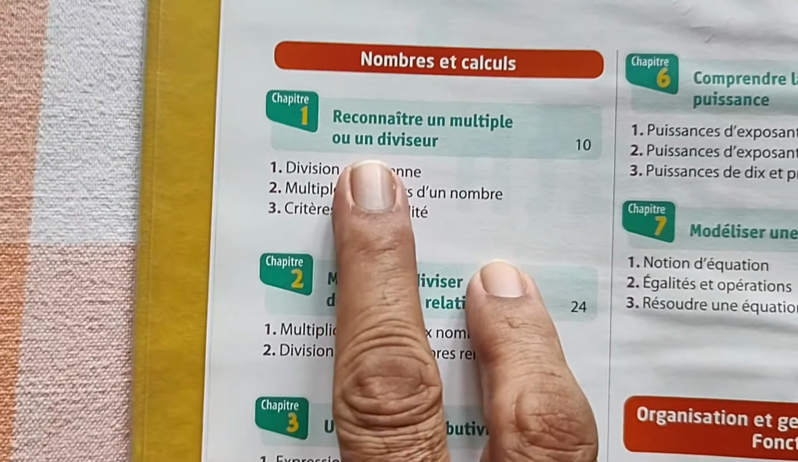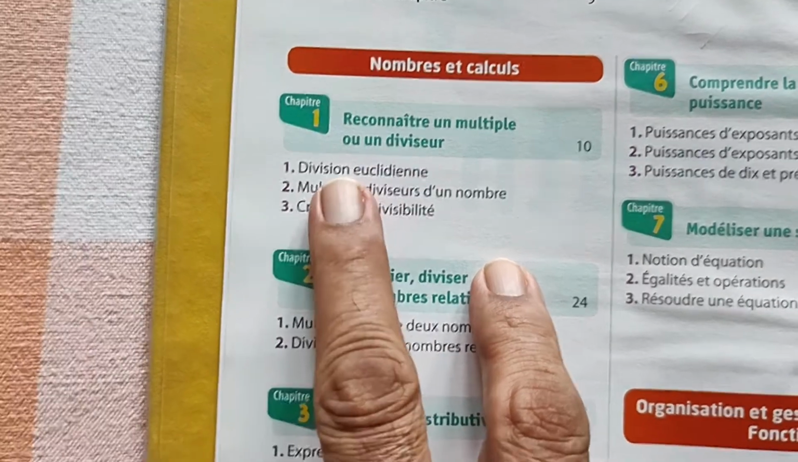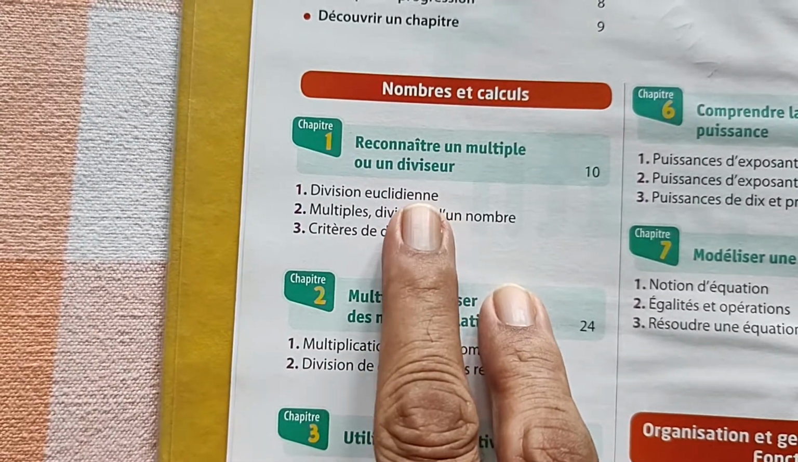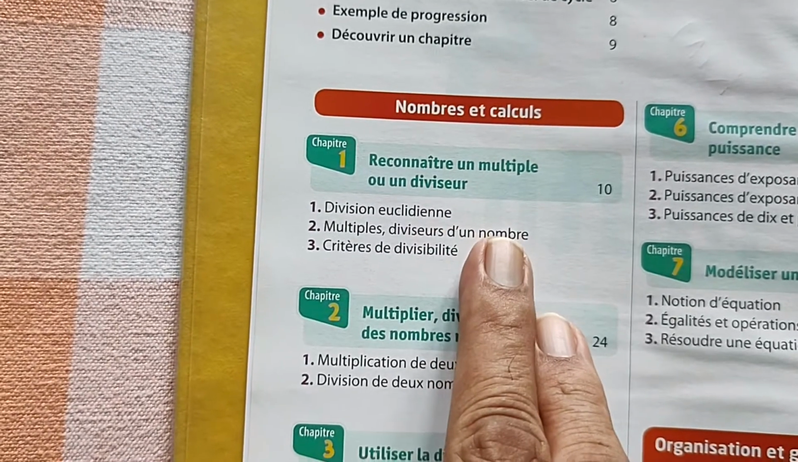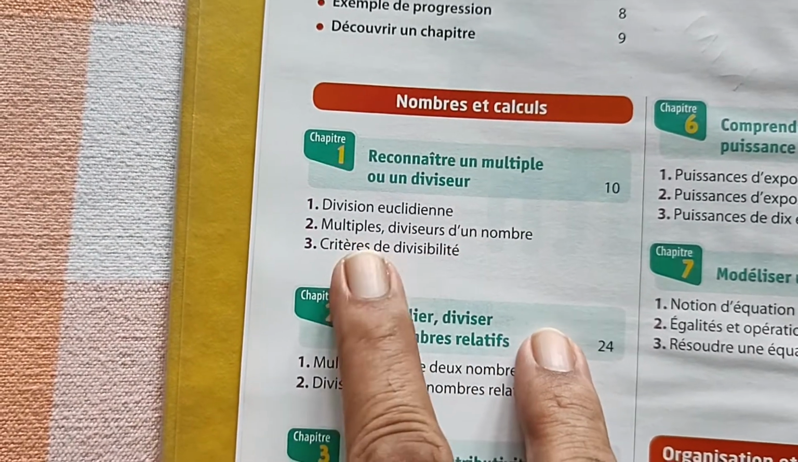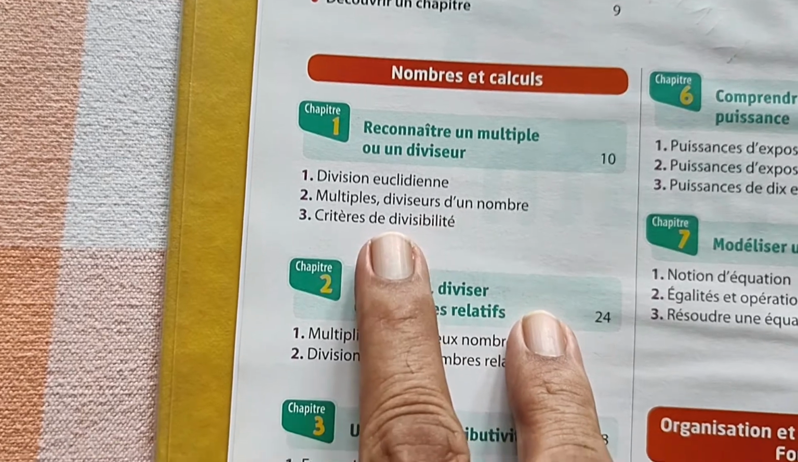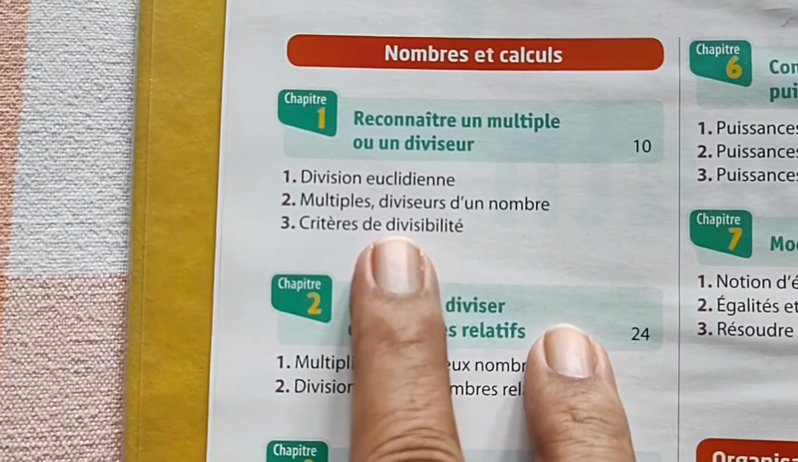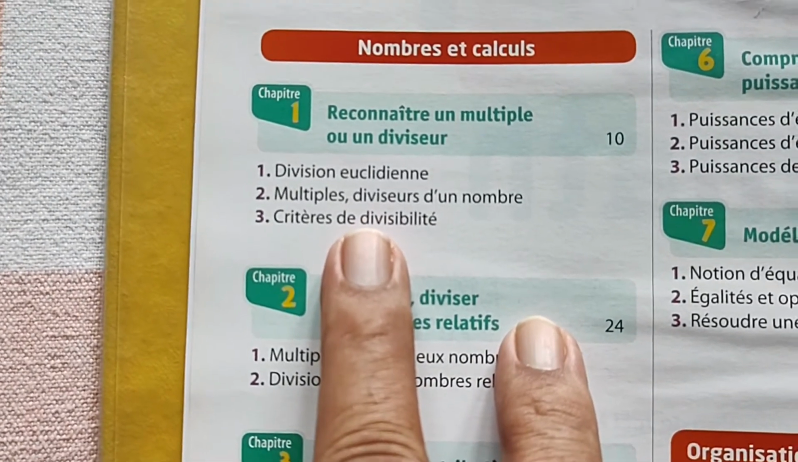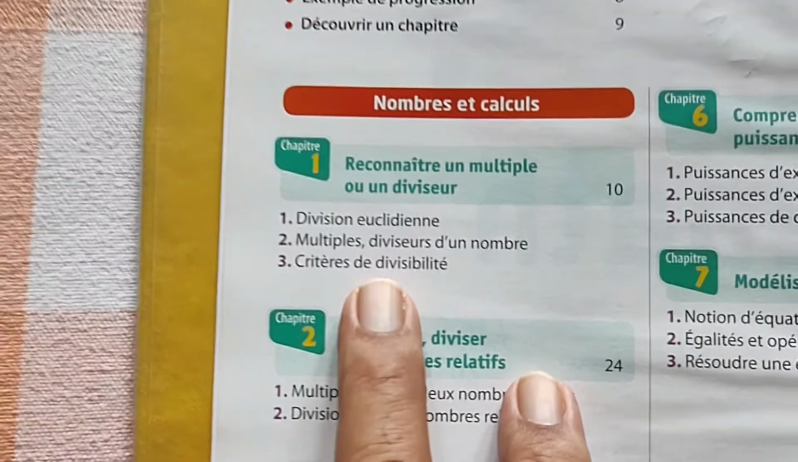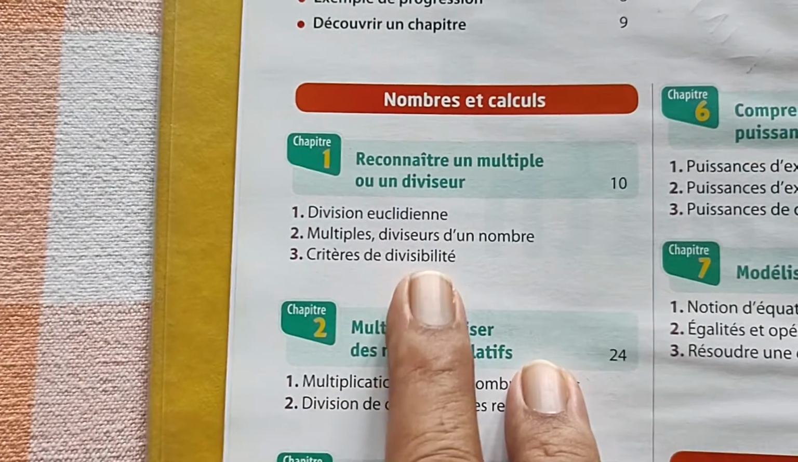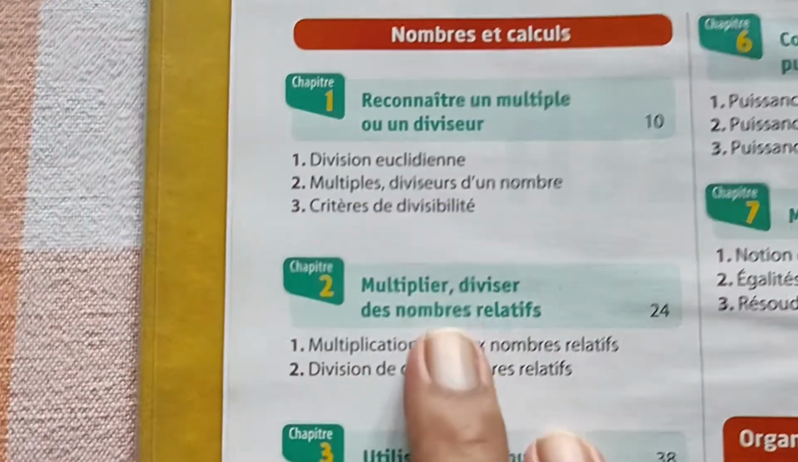Reconnaître un multiple ou un diviseur. Here you learned what is Euclidean division, whole number plus remainder, multiple, diviseur de nombre, critère de divisibilité, things like, is 1000 divisible by 3? No, it isn't. Is it divisible by 4? Yes, it is. That sort of thing.